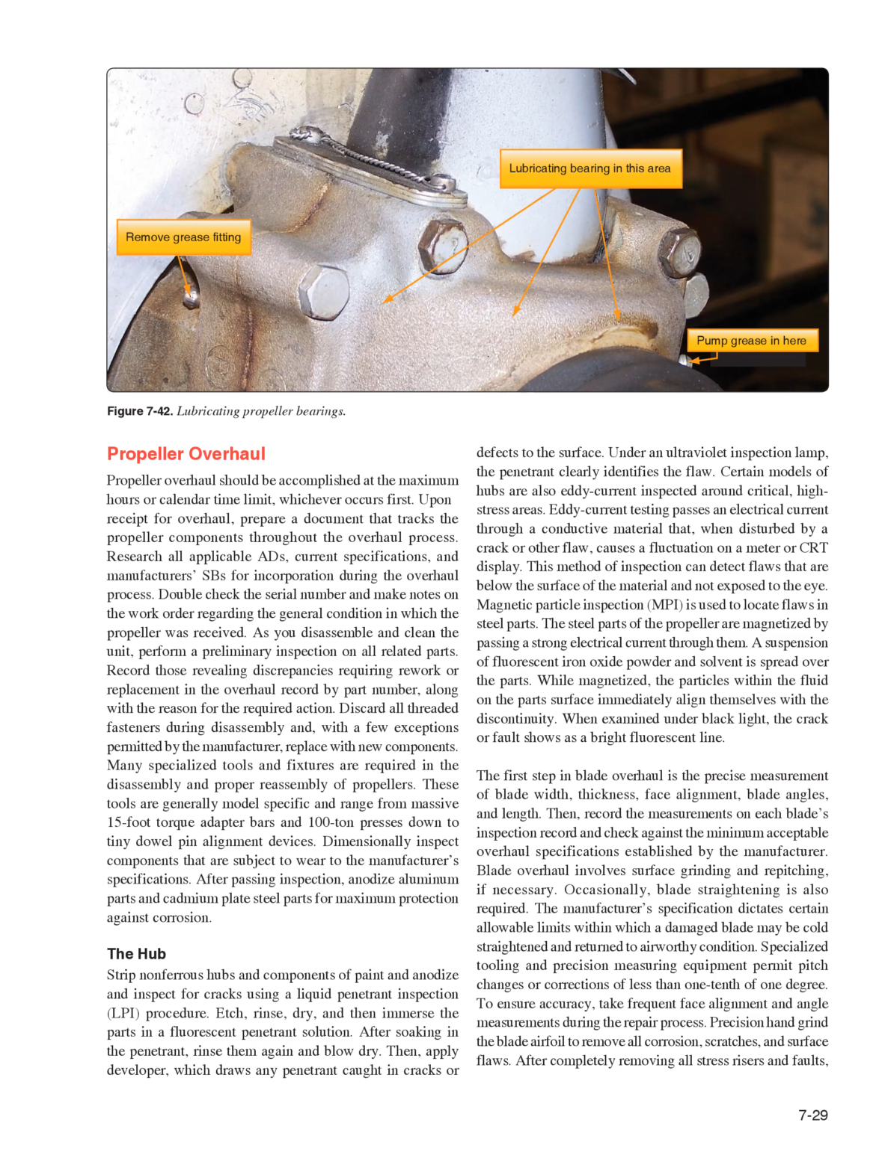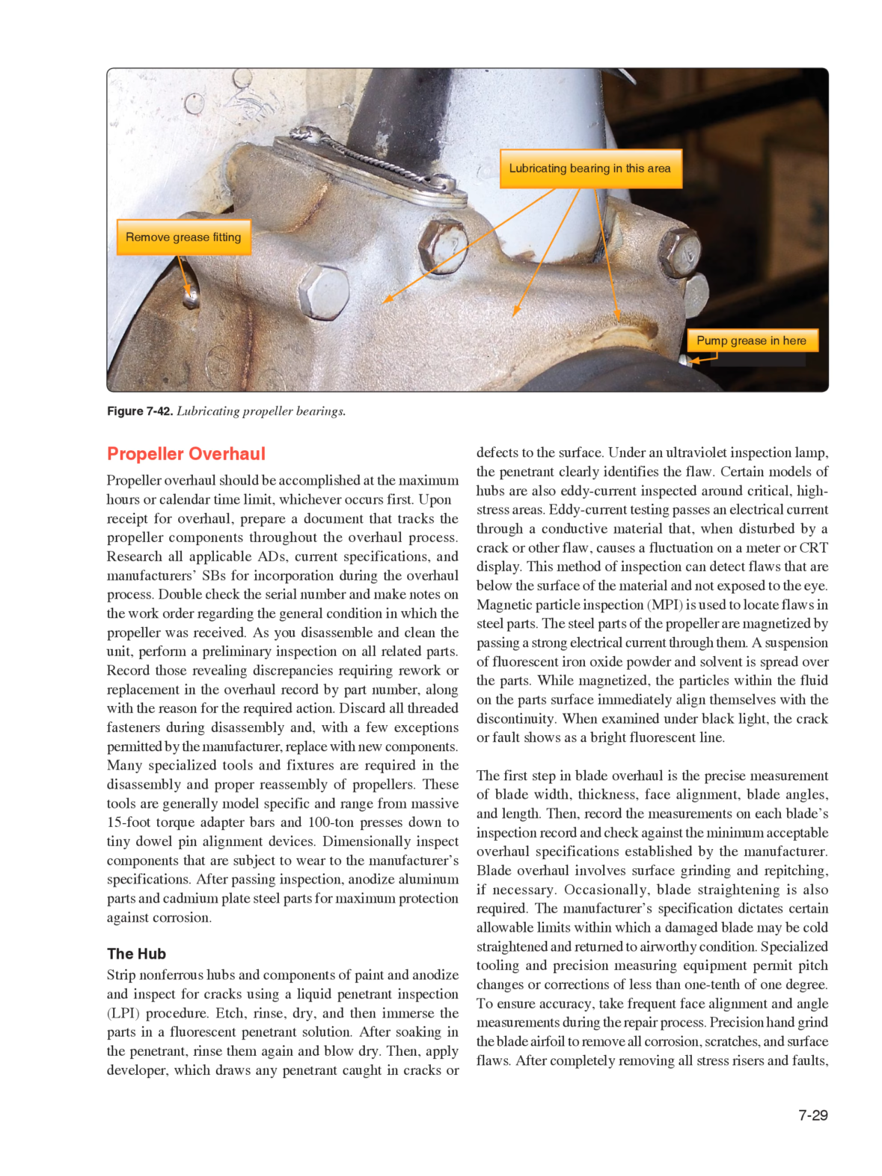Magnetic particle inspection, MPI, is used to locate flaws in steel parts. The steel parts of the propeller are magnetized by passing a strong electrical current through them. A suspension of fluorescent iron oxide powder and solvent is spread over the parts. While magnetized, the particles within the fluid on the part surface immediately align themselves with the discontinuity. When examined under black light, the crack or fault shows as a bright fluorescent line.